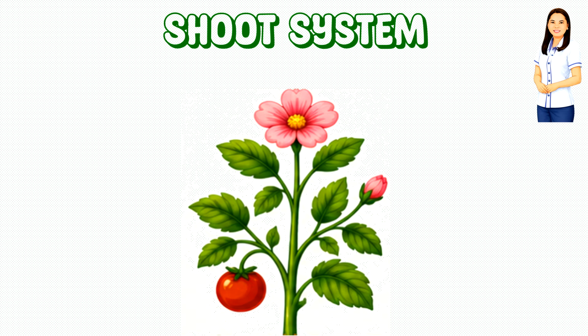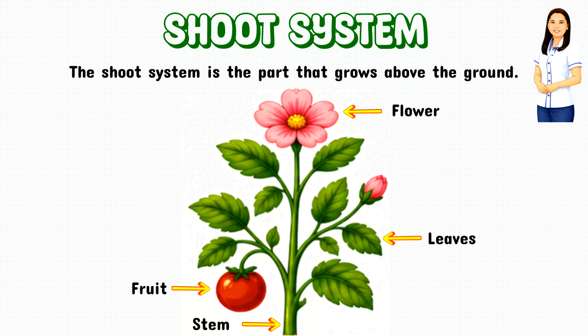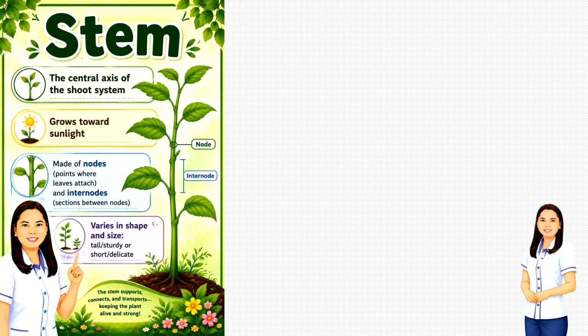The shoot system. The shoot system is the part that grows above the ground. It includes the stem, leaves, flowers, and fruits. This is the stem. The stem is the central axis of the shoot system. It usually grows upward toward the sunlight. The stem is made up of nodes and internodes. Nodes are the places where leaves grow, while internodes are the spaces between the nodes.